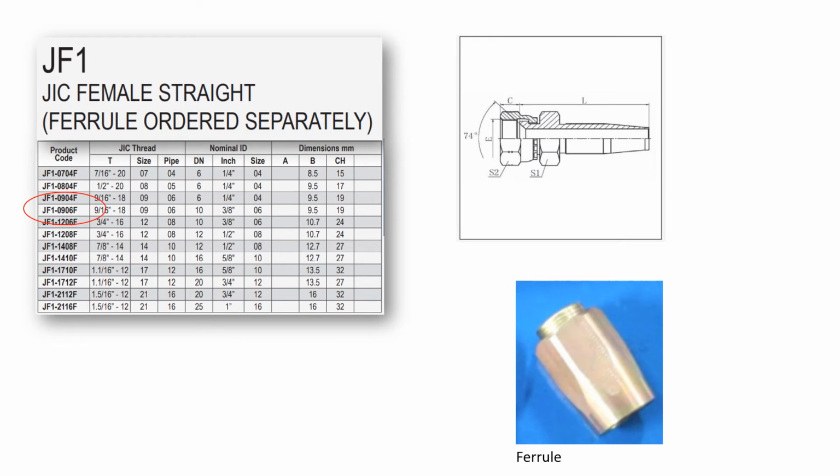Let's go to the catalog. Yep, part number's good. JF1-09-06F. Oh, hang on a minute. Ferrule ordered separately. Looks like we'll have to order the ferrule as a separate. So let's look that up.